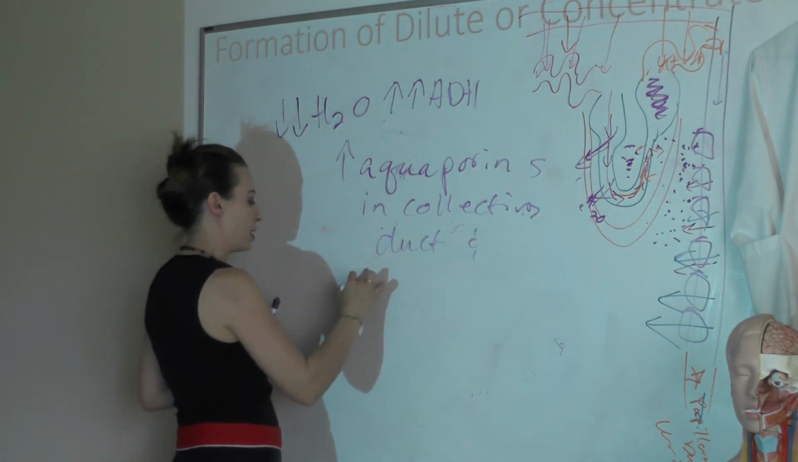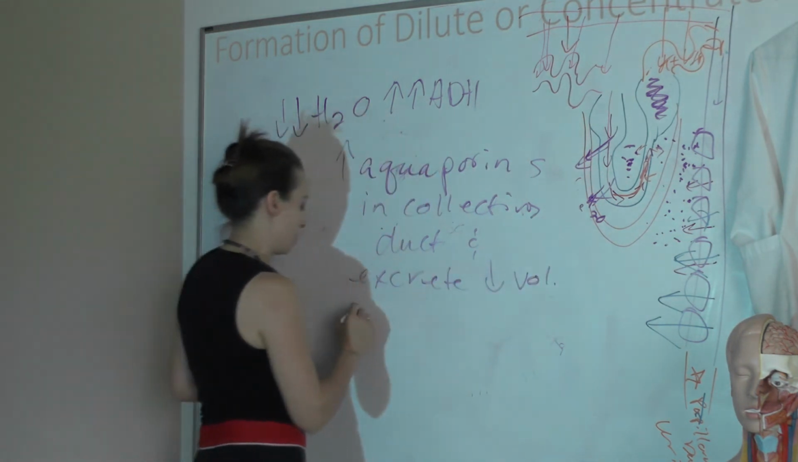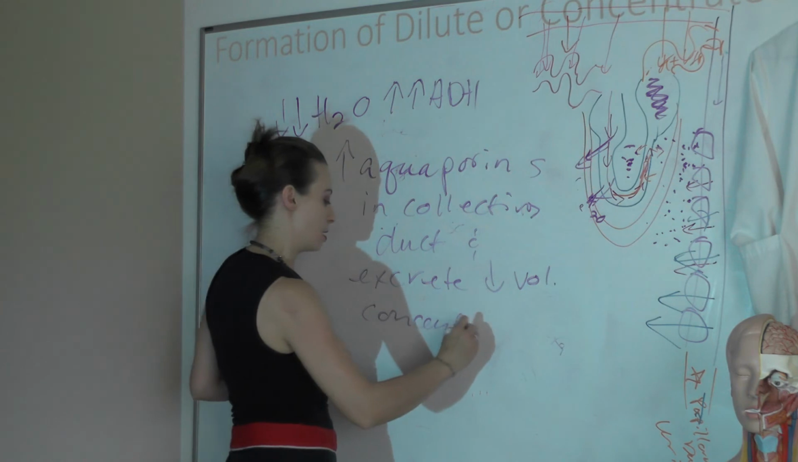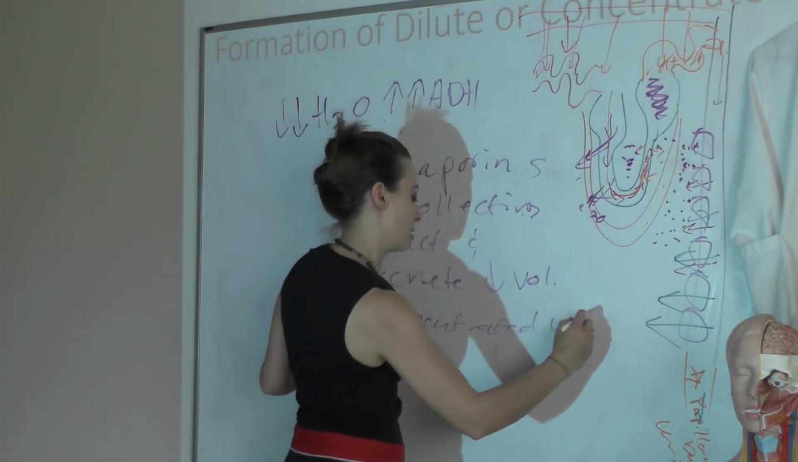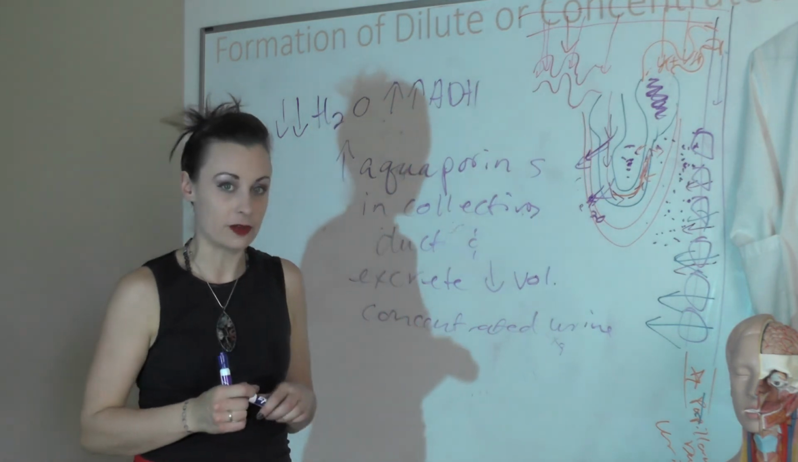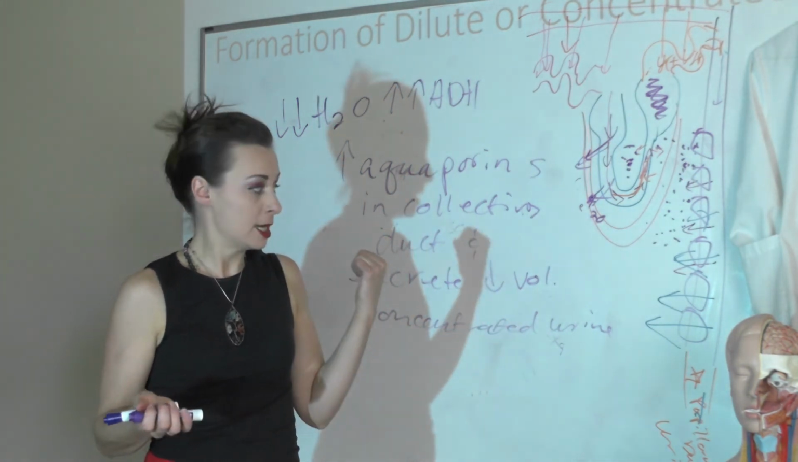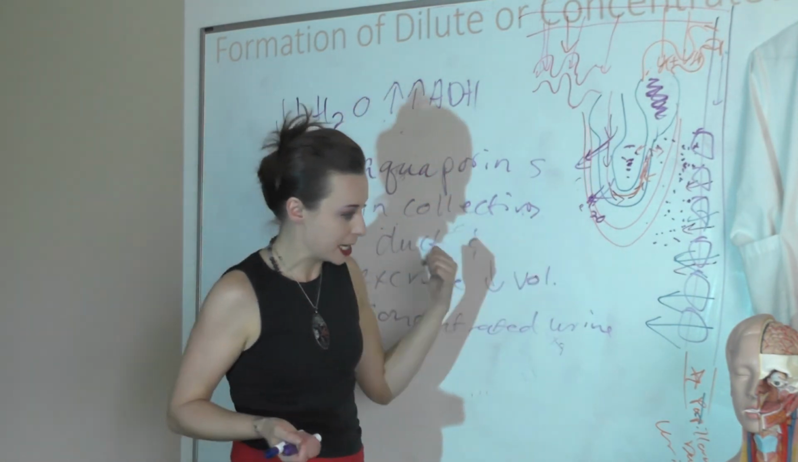And so we would excrete low volumes of really concentrated urine. You all know that. You have been dehydrated before and you've gone to the bathroom and it stinks and it's really, really yellow and there's not a lot of it. It's because you're reclaiming as much water as you can.